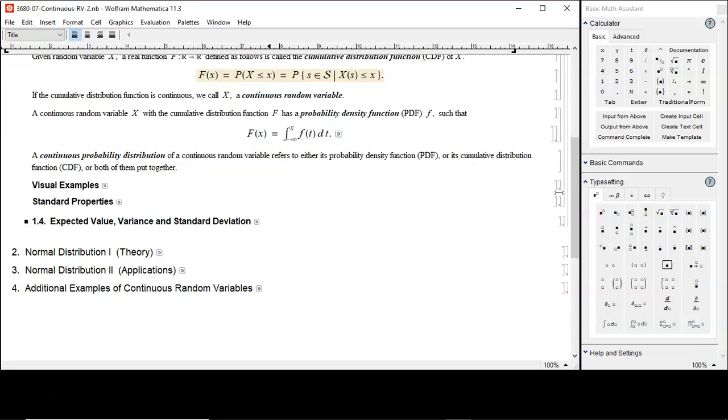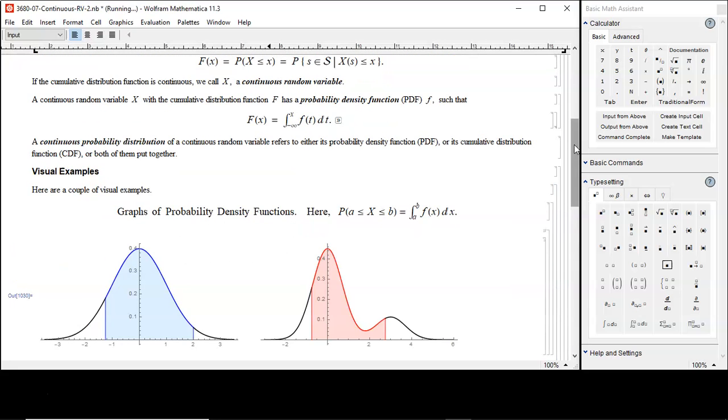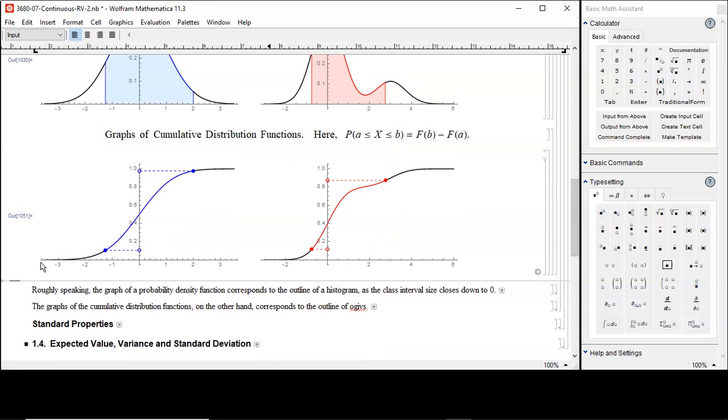Here are a couple of visual examples. Here are a couple of examples of CDFs. We begin from 0 as usual, when nothing was accumulated. Now add up the probabilities infinitesimally. Eventually everything was added, so we end up at 1. Same here, start from 0, increase, and end at 1. That's how the CDF works.